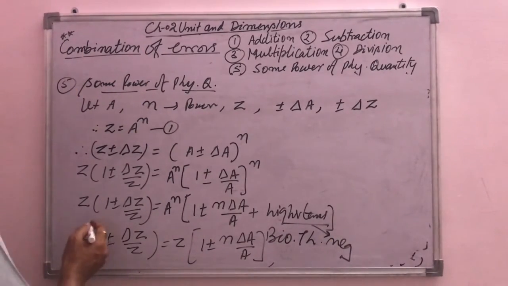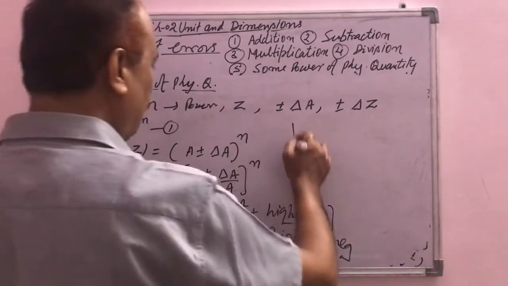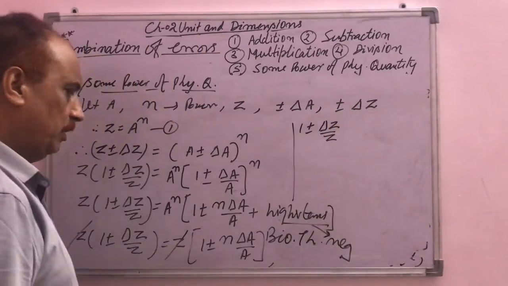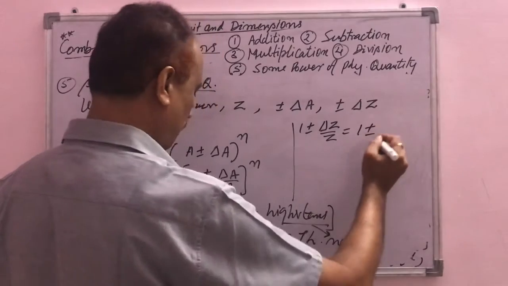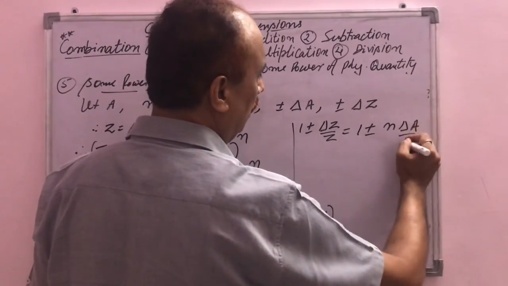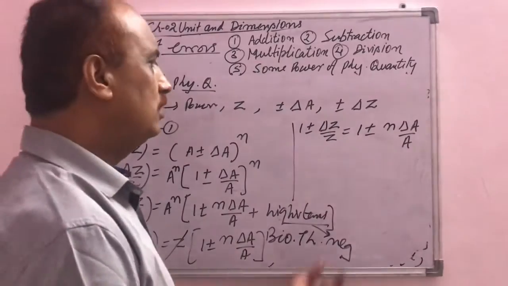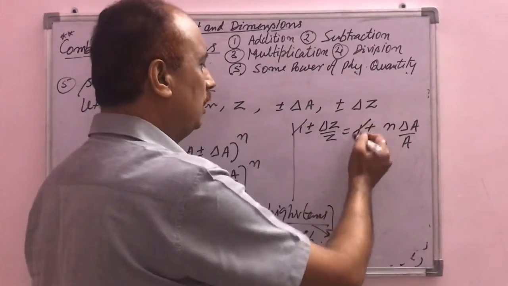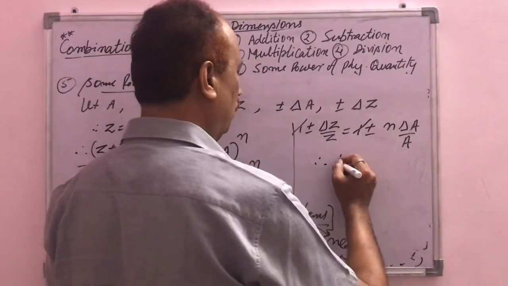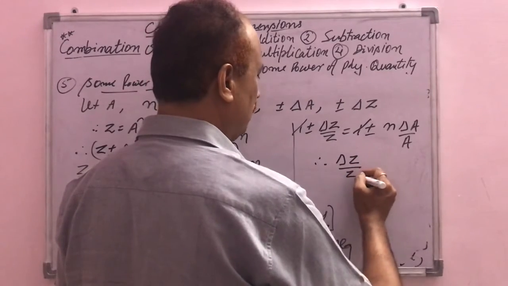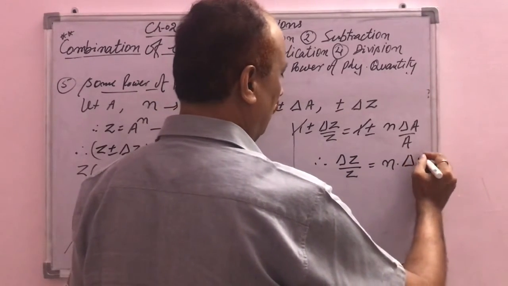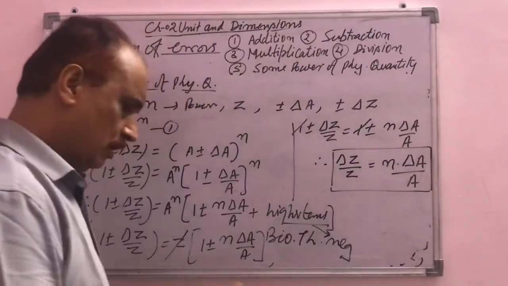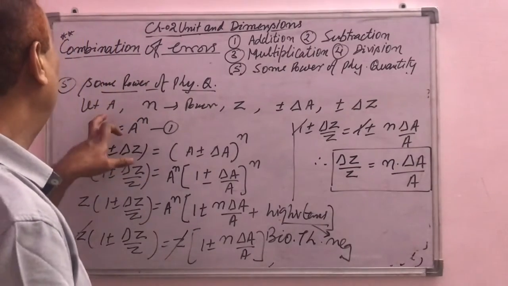So in that case here Z is cancelled by Z. The remaining terms are 1 plus minus delta Z upon Z, which will be equal to 1 plus minus N into delta A upon A. Now again 1 is written on the left side and right side, so it is cancelled out, and the result will be delta Z upon Z equals N into delta A upon A. So this is the expression in case when we have to take a power of any physical quantity.